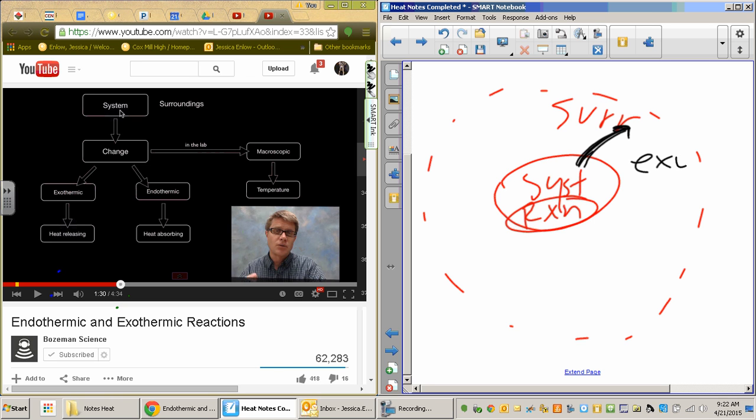Exo, because we chemists focus on the system. The surroundings matter too, we have to care about it, but we're focusing on the system. The system is losing energy. It's an exothermic reaction. So what would happen if you put a thermometer in this?